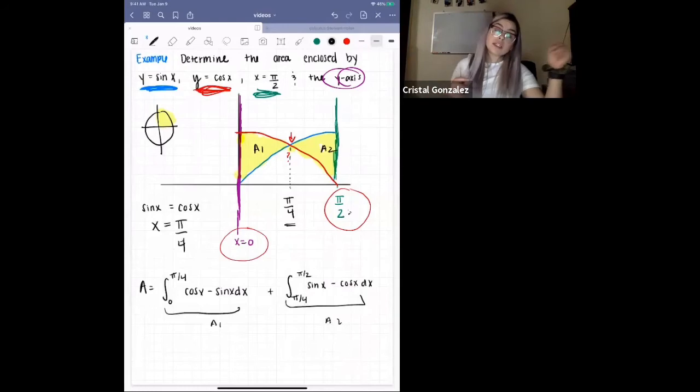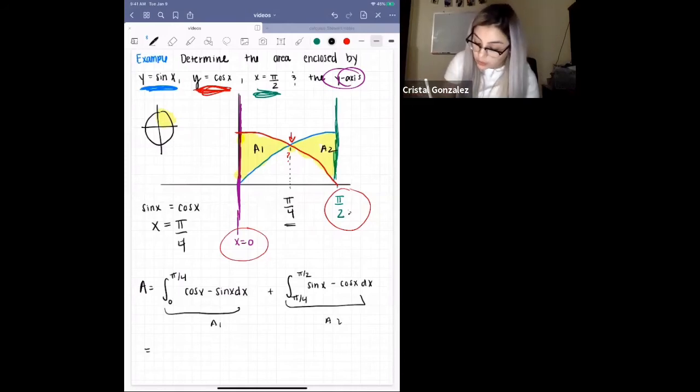If you ever notice that the top function becomes a bottom function or vice versa, that means that you need to do multiple integrations so that you actually get the entire area. And then after this is just a matter of integrating each one separately. We integrate that first one.